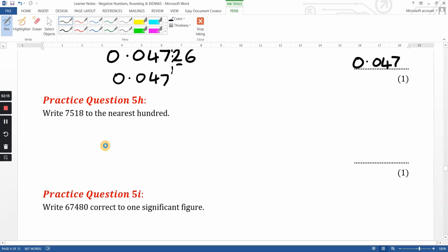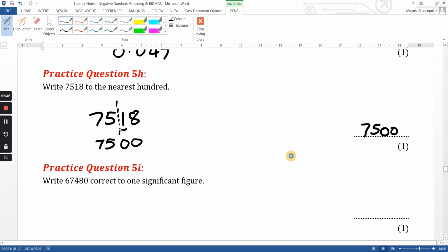Next one, to the nearest 100. Okay, let me just rewrite my number. That's my units, that's my tens, that's my hundreds there. So there's my dotted line. That's my key digit. That's going to stay the same, stay the same. Fill in the blanks. Very similar to significant figures, isn't it? So just be careful. If you put 75 as your answer, it's nowhere near the original.